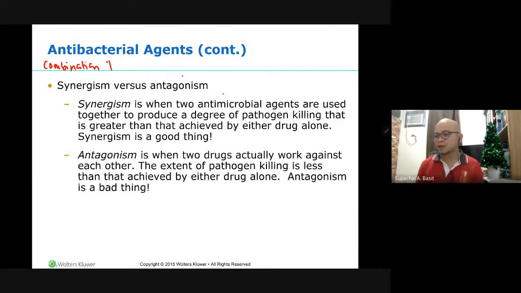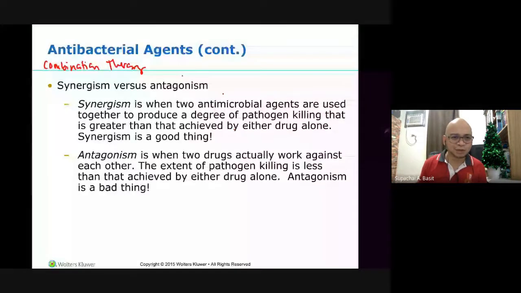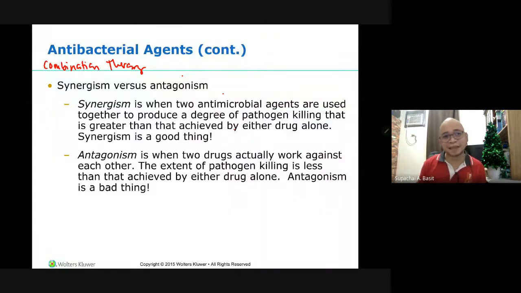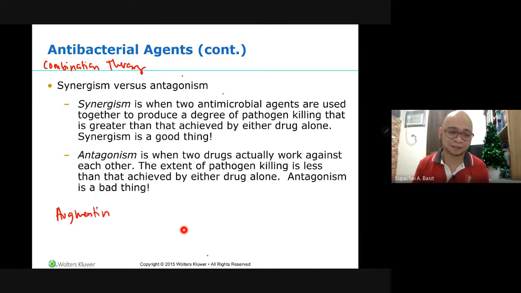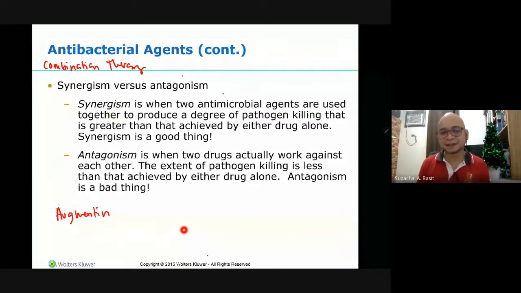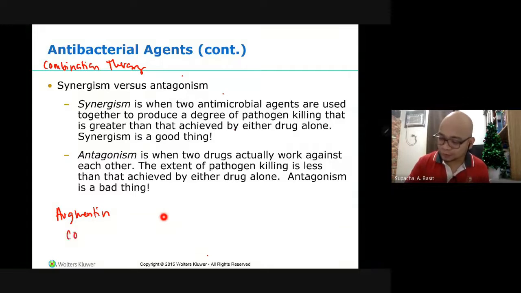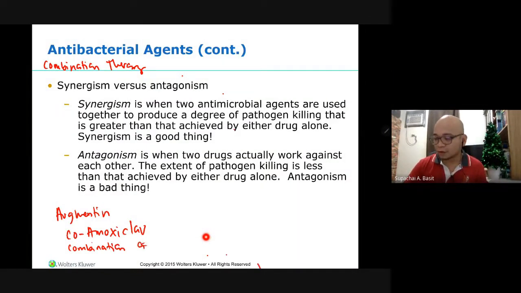Sometimes we combine two antibiotics or two components to make it more effective. If you are familiar with Augmentin, this is the brand name, but the generic name is co-amoxiclav. Co-amoxiclav means a combination of amoxicillin and clavulanic acid.